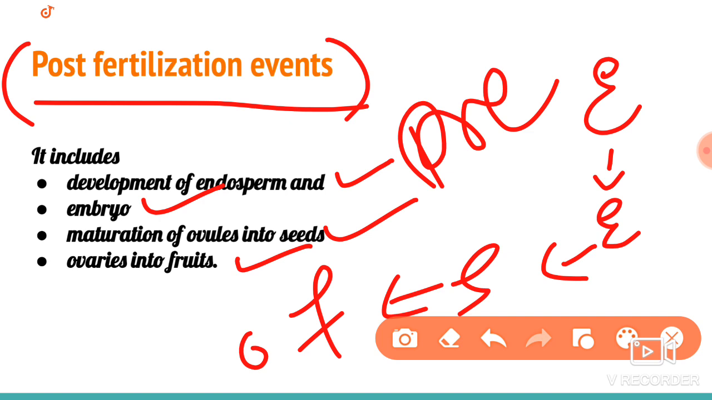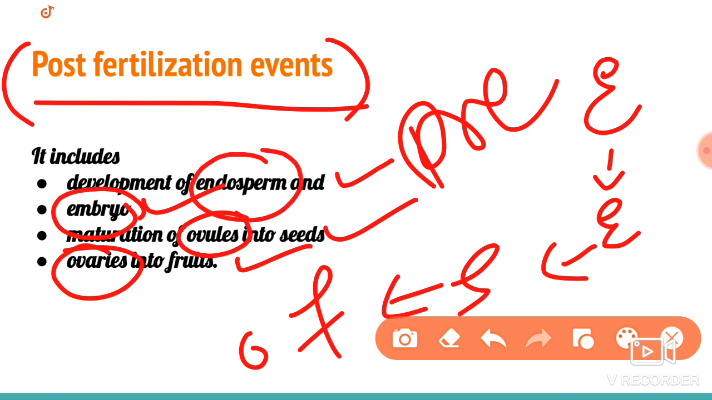Please remember, last year they asked the question, name the part of the plant which is going to develop into fruit. The answer is ovary. The ovary is going to develop into fruit, and the ovule is going to develop into seed, and the fertilized zygote is going to develop into embryo, and the triple fusion, that is polar nuclei, is going to develop into endosperm. Okay, these are all going to happen in post-fertilization events, and we'll study them one by one.